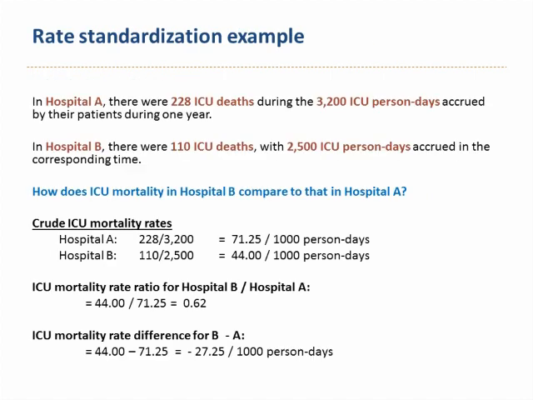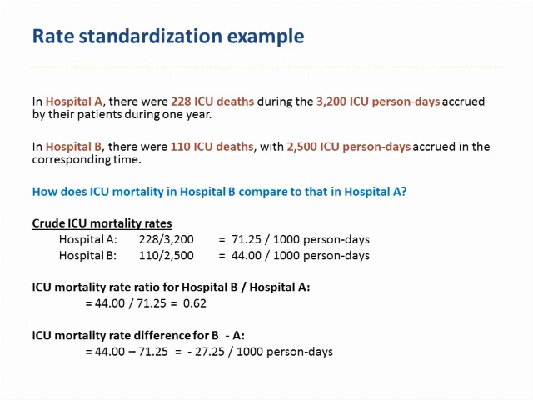So here's an example. In this situation, we have two hospitals. Hospital A reports 228 deaths in their intensive care unit during 3,200 ICU person days accrued by their patients in a one-year period. Similarly, Hospital B reports 110 ICU deaths in 2,500 ICU person days accrued during the same time period. We might ask ourselves, how does ICU mortality in Hospital B compare to the mortality in Hospital A?